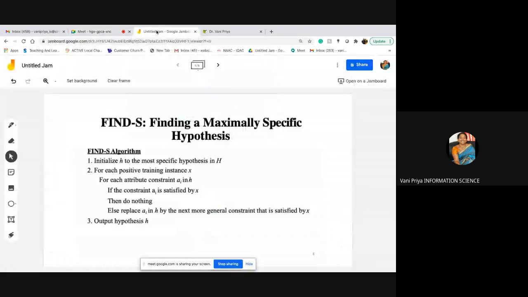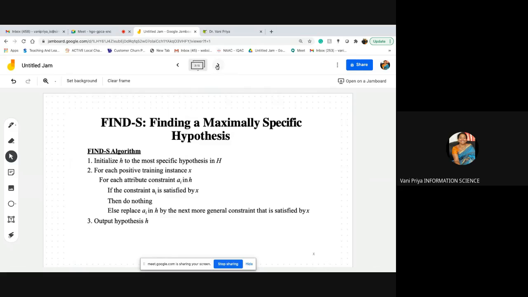Good morning. I have decided to record the lab explanation of lab program 1, so that it will be useful for your external lab exams of the machine learning lab. So, what is the Find-S algorithm? The Find-S algorithm is mainly used for finding a maximally specific hypothesis.